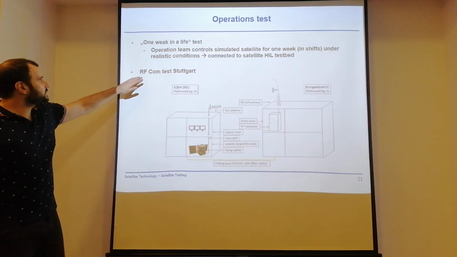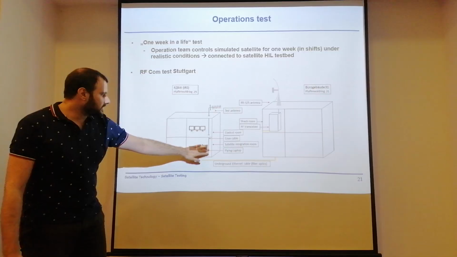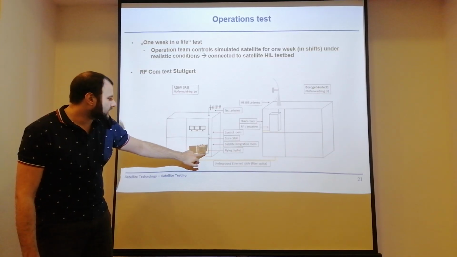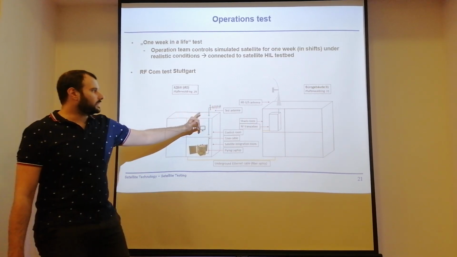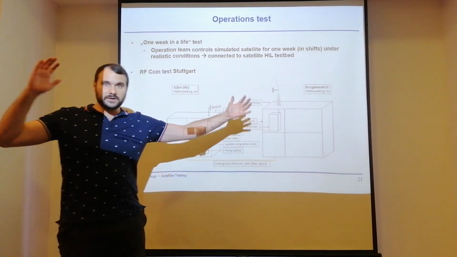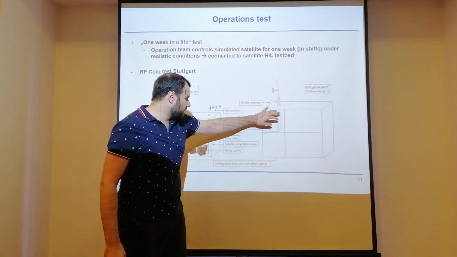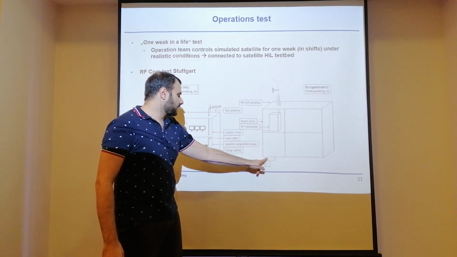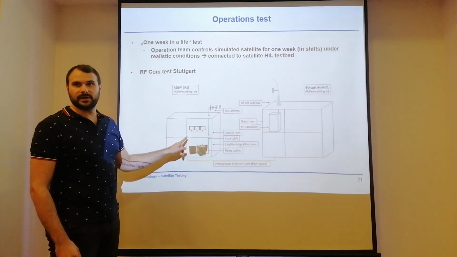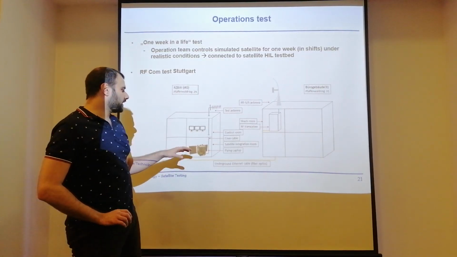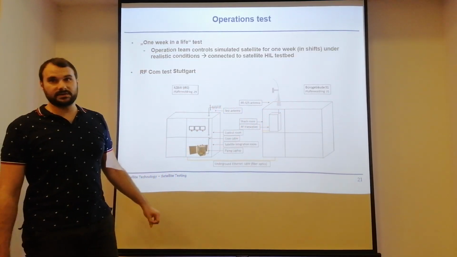And the second operation test was the RFCOM test in Stuttgart, where the actual satellite was still located in the clean room and connected via a coax cable to a test antenna, and then was communicating via free space to our actual ground station antenna in a different building with all equipment there. And via Ethernet, those signals were being fed back to the control room. So we also had a verification that the satellite was working with our own ground station under realistic conditions.